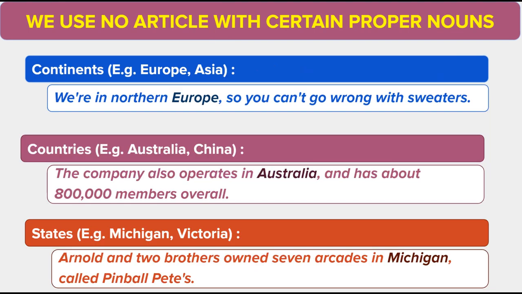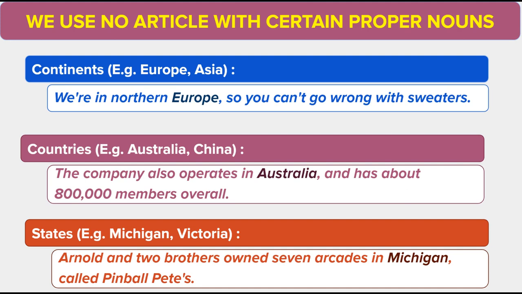We use no article with certain proper nouns. Continents. For example, we're in Northern Europe, so you can't go wrong with sweaters. Countries. For example, the company also operates in Australia and has about 800,000 members overall.